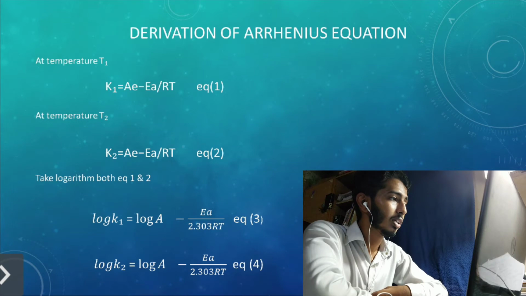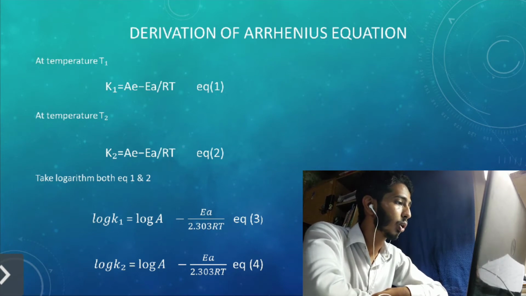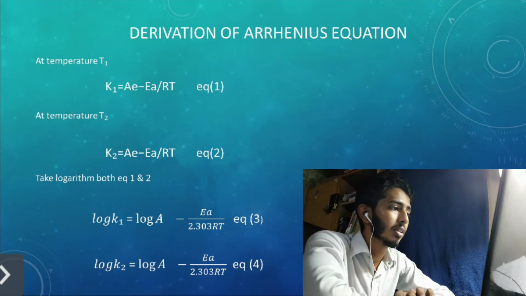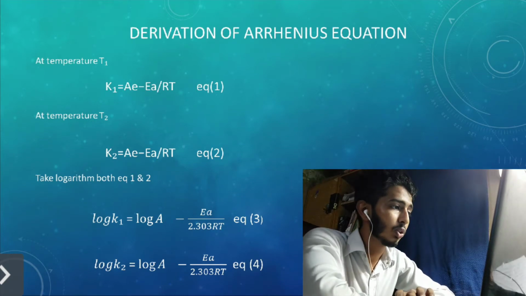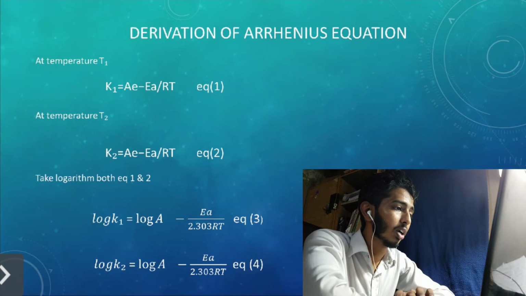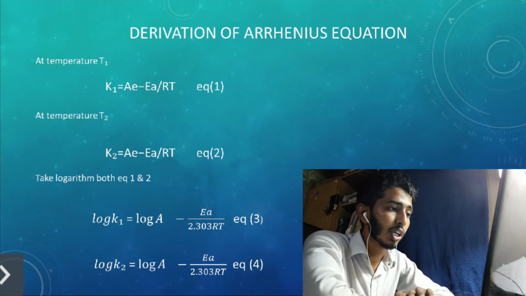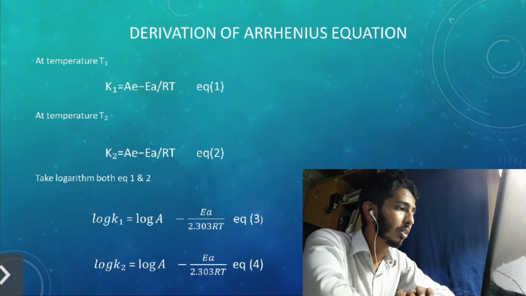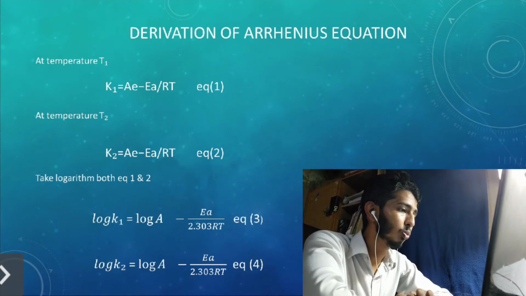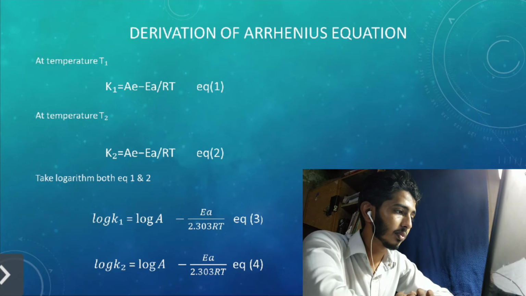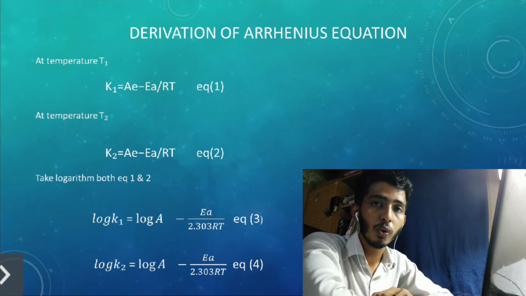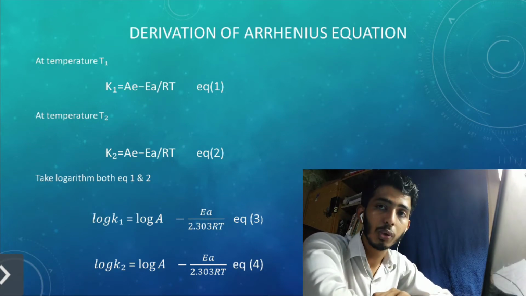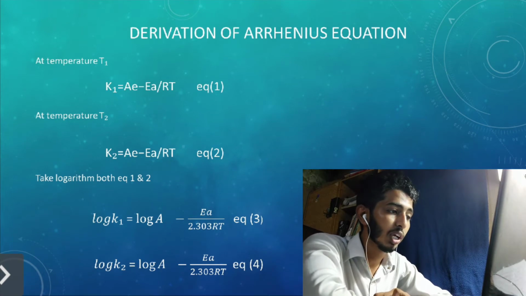Now we take a logarithm in both equation 1 and equation 2. Log k1 is equal to log A minus Ea upon 2.303 RT1, equation number 3. And equation number 4 is also log k2 is equal to log A minus Ea upon 2.303 RT2.